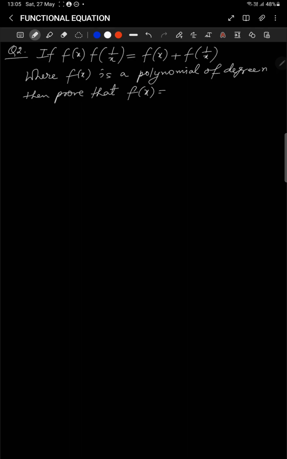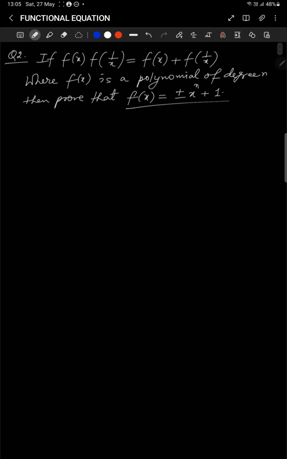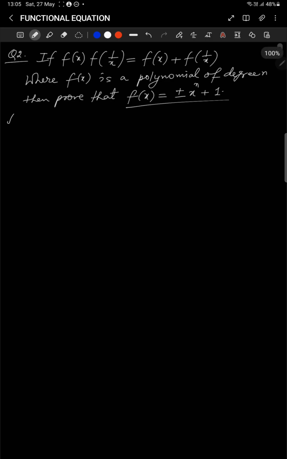f(x) is equal to plus minus x to the power n plus 1. This is what we have to prove. So let us see the proof of this one. It goes like this.